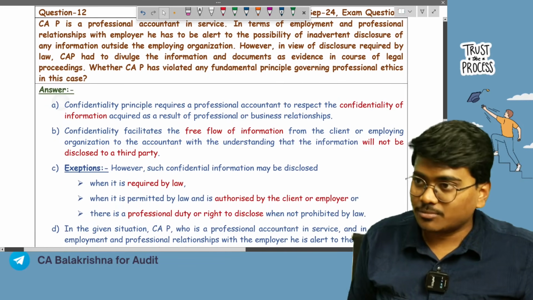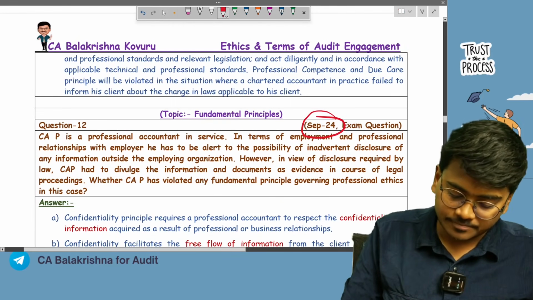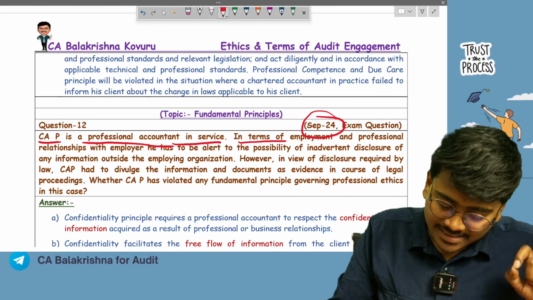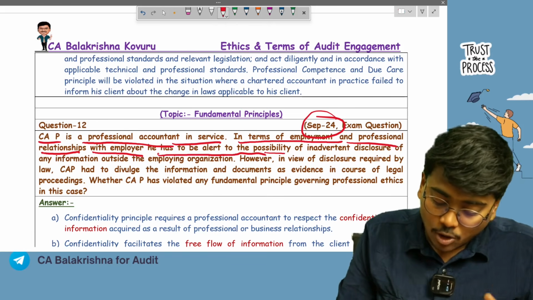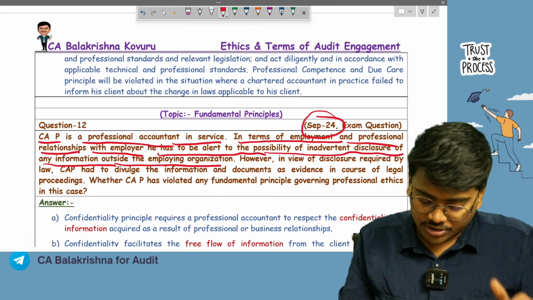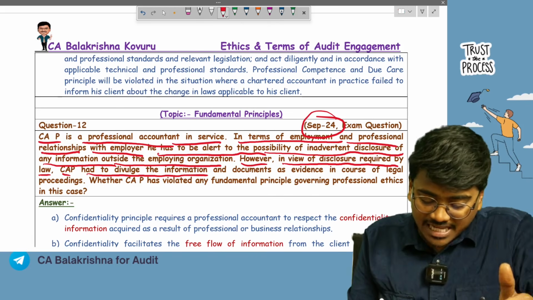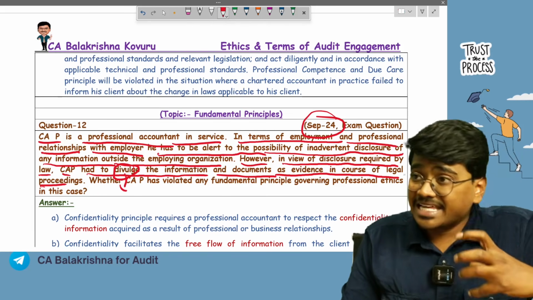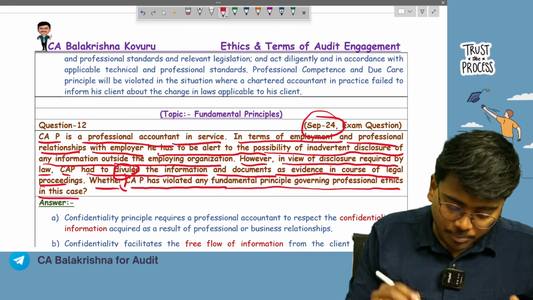Next, question number 12. This is asked in September 24 examination. CA P is a professional accountant in service. In terms of employment and professional relationships with the employer, he has to be alert to the possibility of inadvertent disclosure of any information outside the employing organization. However, in view of disclosure required by law, CA P had to divulge the information. Divulge means he has to provide the information and documents as evidence in course of legal proceedings. Whether CA P has violated any fundamental principle governing the professional ethics in this case.